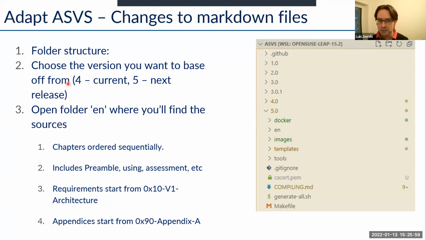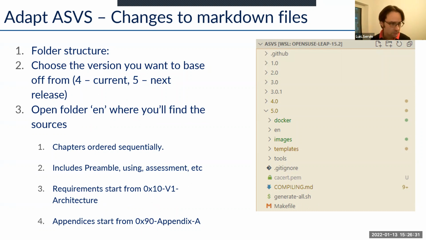Choose the version you want to base off from. Again, 4 is the current one, 5 is the one that will be released hopefully this year. Open the folder en, and you will find that the chapters are ordered sequentially. And you have a section called preamble and the frontispiece and so on. And then the requirements start with 0x10 and the appendices start from 0x90.